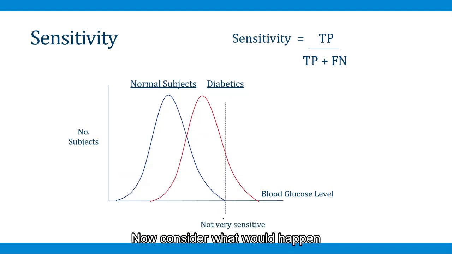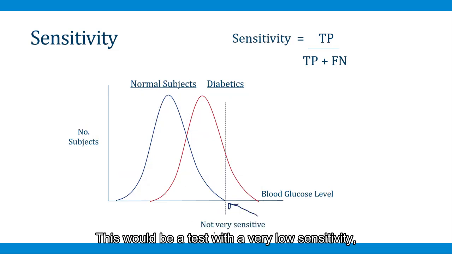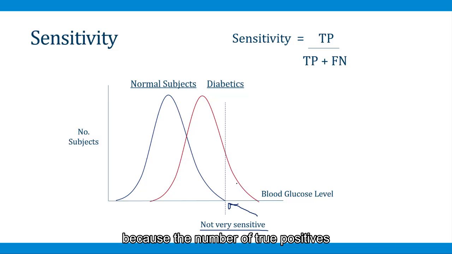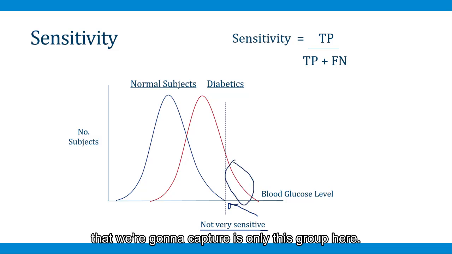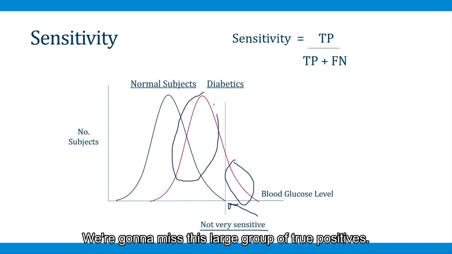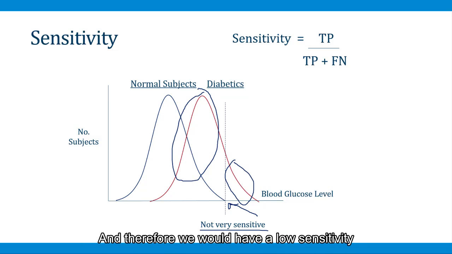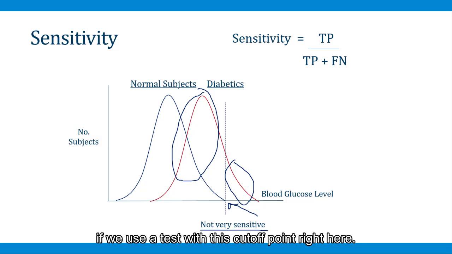Now consider what would happen if we put the cutoff point right here. This would be a test with a very low sensitivity, because the number of true positives that we're going to capture is only this group here. We're going to miss this large group of true positives, and therefore we would have a low sensitivity if we used a test with this cutoff point right here.